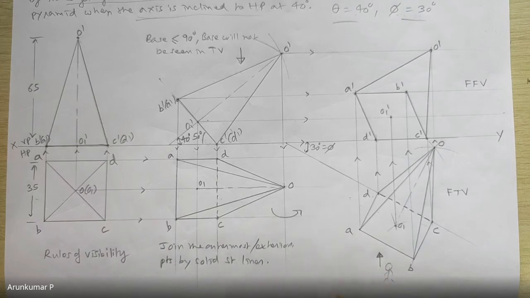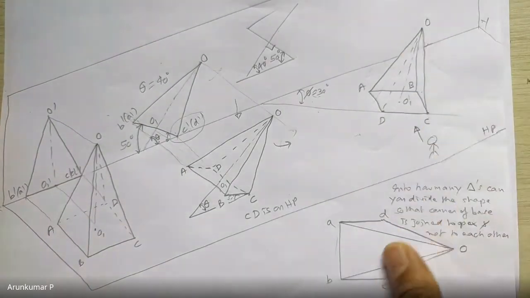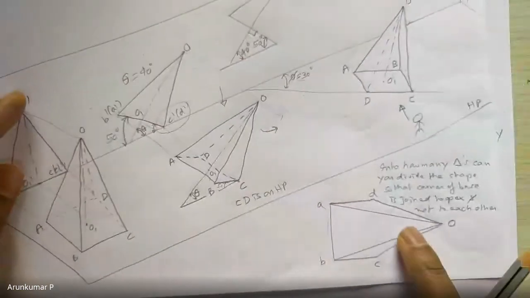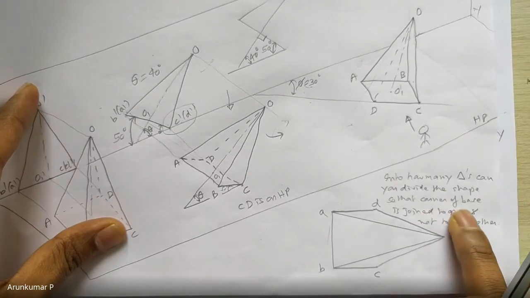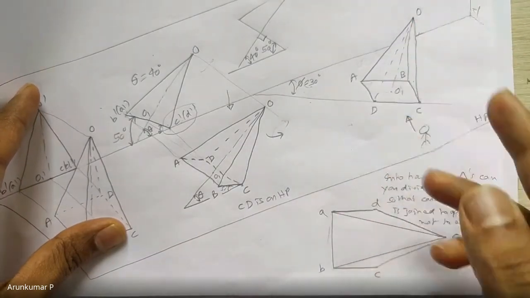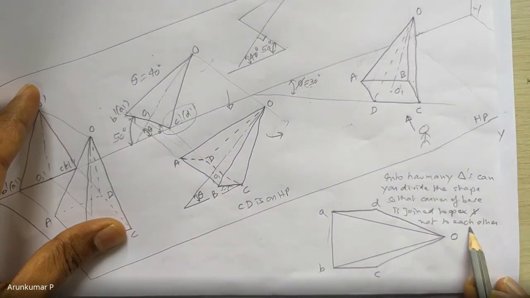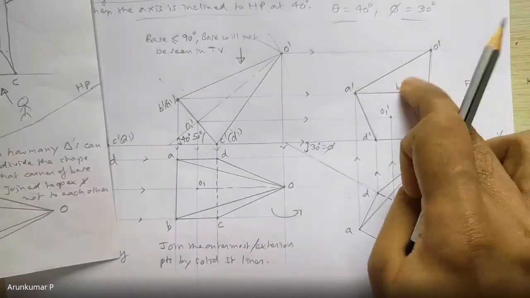Now the base is seen, so that leaves us with a question of, out of the four triangular faces, how many are seen in the final front view? Which may be difficult to answer, but you have this method. I hope you remember this technique. Into how many triangles can you divide the shape so that the corner of the base, or in this case the corner of the top face or base, is joined to the apex and not to each other? The same rule we are going to apply here.